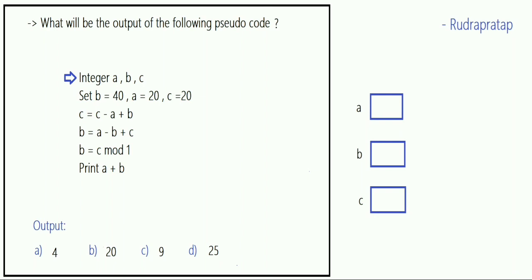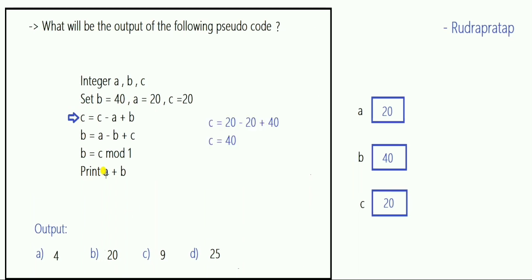In this question we have three variables a, b and c, and we got the initial values of the variables from the second statement. The value of a is 20, the value of b is 40 and the value of c is 20. And after that we have a statement c equal to c minus a plus b. So 20 minus 20 plus 40, and this 40 is assigned to the variable c.